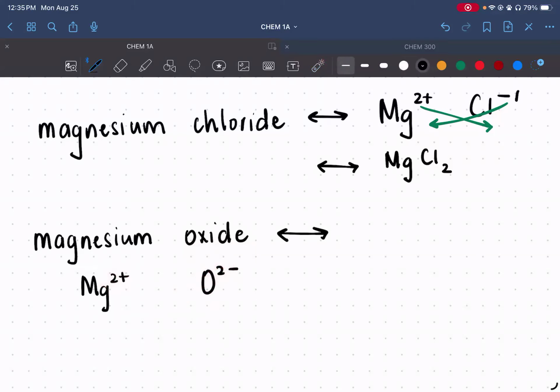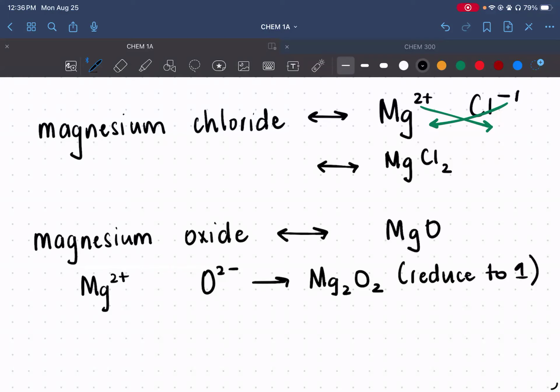AKA, if we were to crisscross them, they become Mg2O2. Here's what happens when they're the same number. We reduce it, such that the final answer is just MgO. In other words, if this was 3 to 3, it would go down to MgO. We want the lowest whole number ratio.